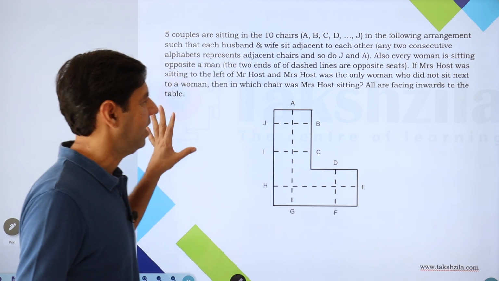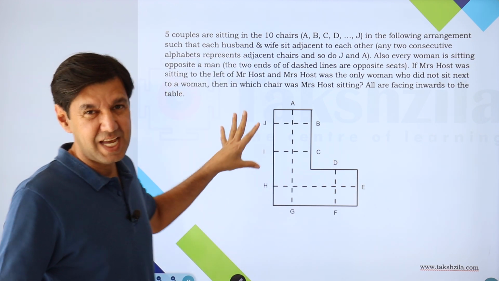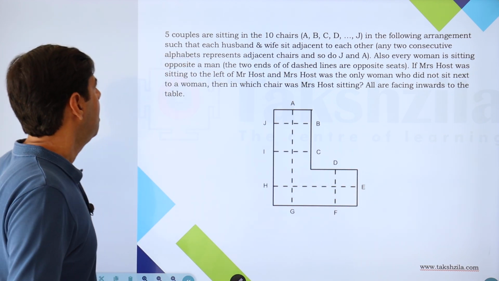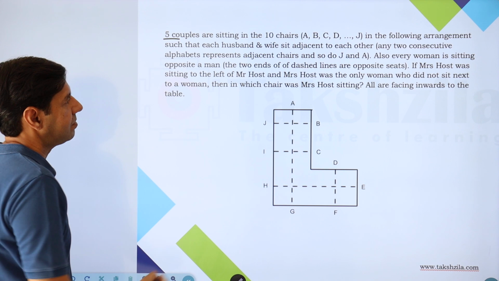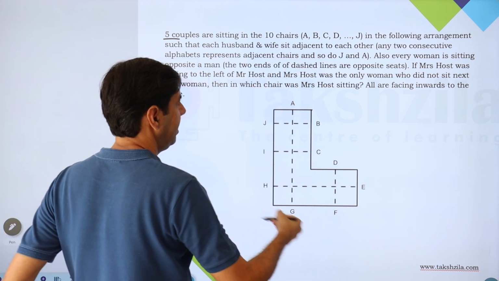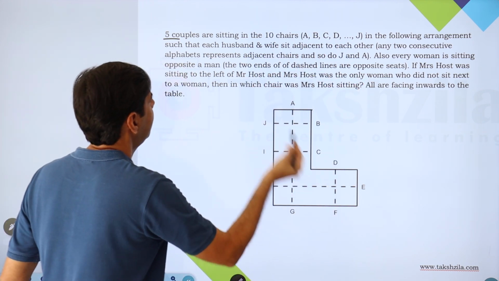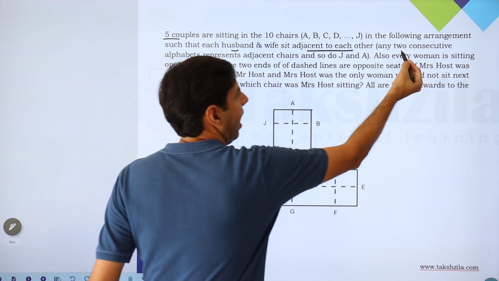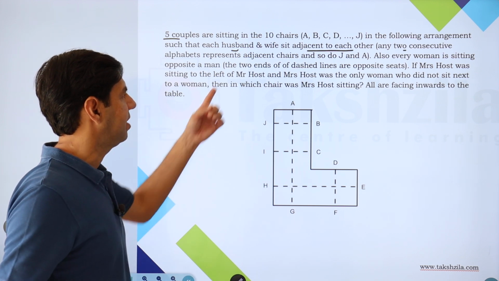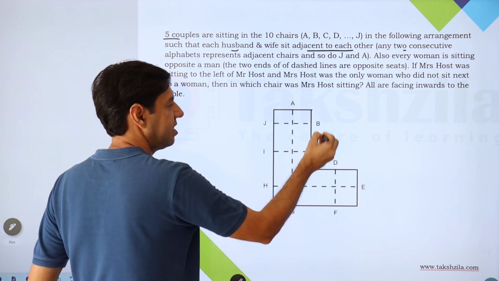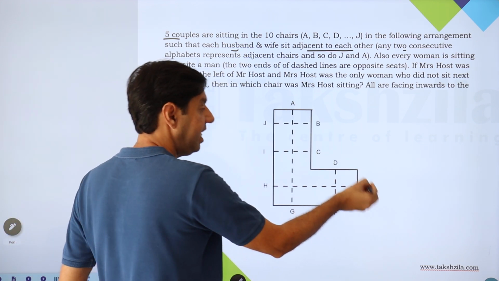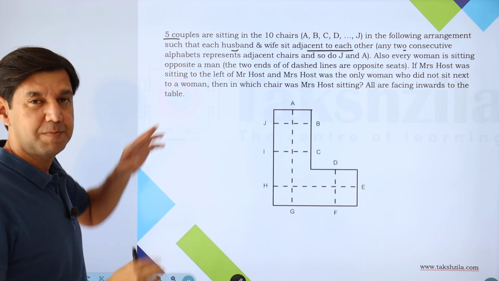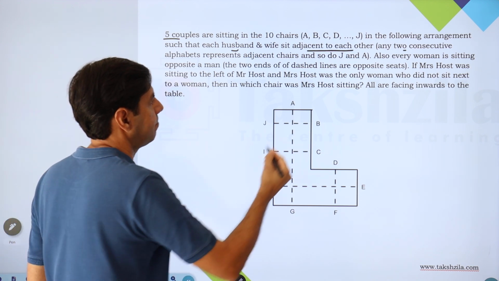Though the set is not like an exam kind of set, it's good for building reasoning skills. So there are 5 couples sitting in 10 chairs A, B, C, D, E, F, G, H, I, J in the following arrangement, such that each husband and wife sit adjacent to each other, and any 2 consecutive alphabets represent adjacent. So A, B are adjacent, B, C are adjacent, C, D, D, E are adjacent, and J and A are also adjacent. So husband and wife are going to sit next to each other.